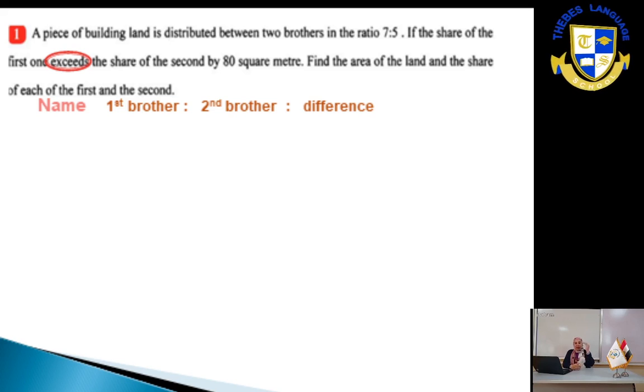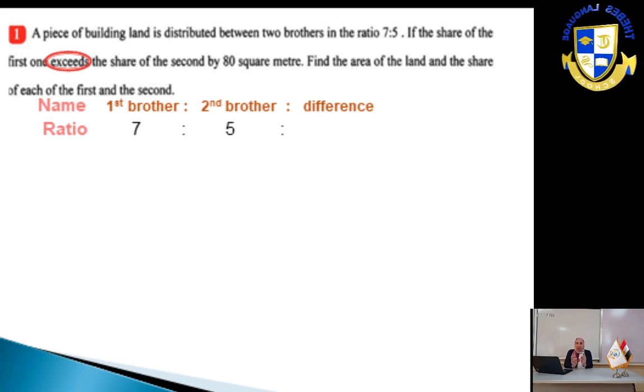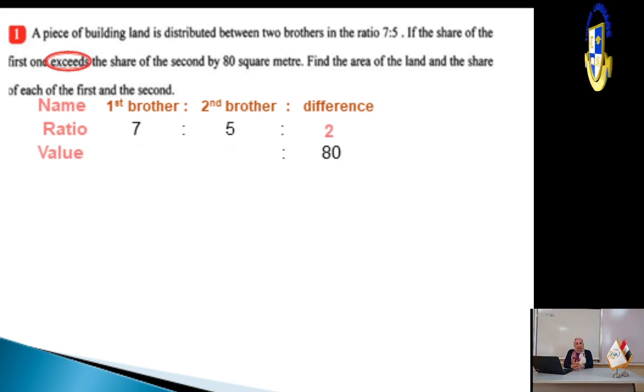Let's start. Name, ratio, value. Our names will be first brother, second brother, difference. Ratios, here it will be 7:5. Here we have a difference, so we will subtract them. 7 minus 5, it will be 2. Values, yes, 80 square meters, because 80 is our difference between the two brothers. Here we have a complete column.